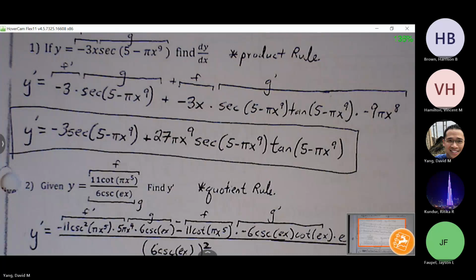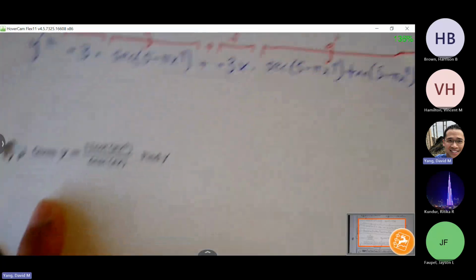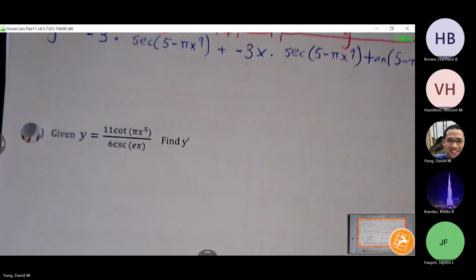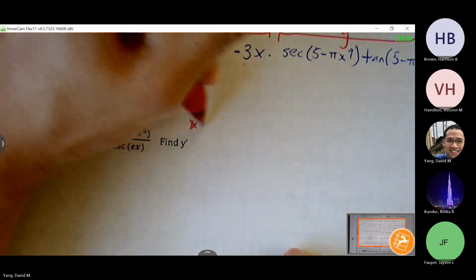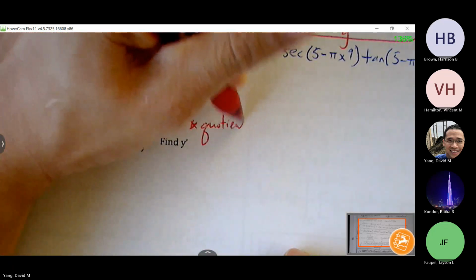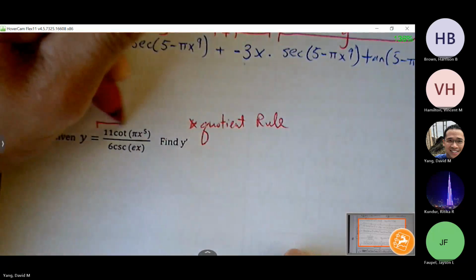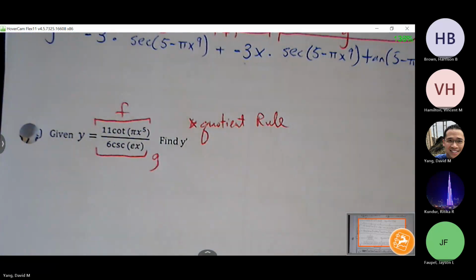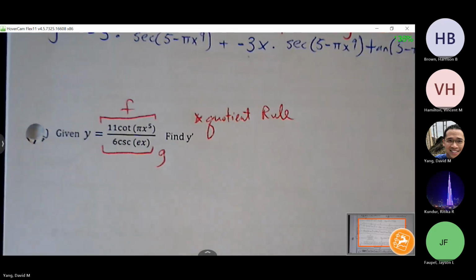Okay, everybody okay? All right, number two. Hopefully we can spot the need for quotient rule here. You got the numerator and denominator. Okay, f prime g minus f g prime all over g squared.